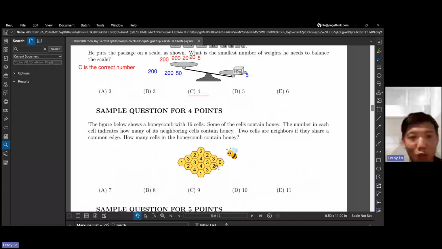So how many checks do we have on the blue color? So I put an easy mark here. The blue color has honey, so we can count that. We know there's 9 blue here. 1, 2, 3, 4, 5, 6, 7, 8, 9. 9 blue.